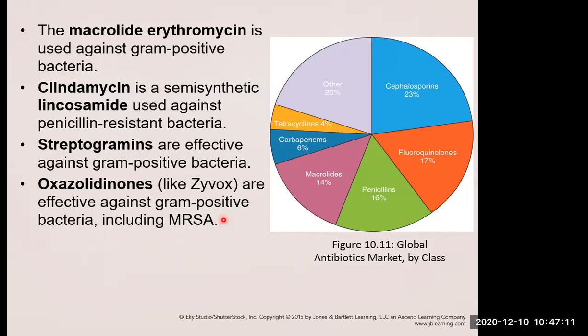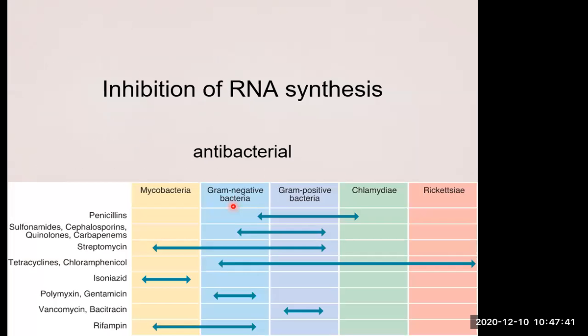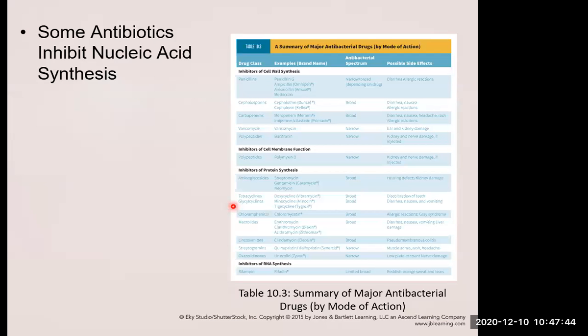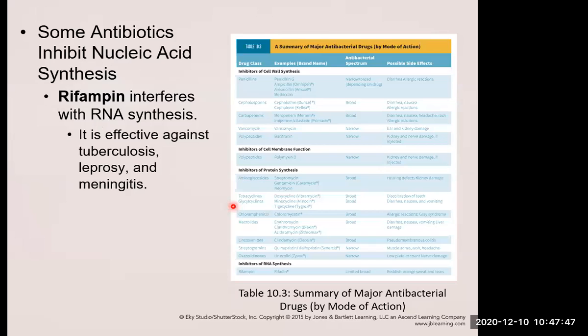So some drugs have been developed and are effective against bacteria that are resistant to other drugs. So MRSA, we've talked about over and over and over again. That is methicillin-resistant Staphylococcus aureus. So it's resistant to methicillin, but here we go, oxazolidinones do kill MRSA. We can inhibit RNA synthesis with drugs like rifampin. These are effective against mycobacterial species. Again, those cause tuberculosis and leprosy.